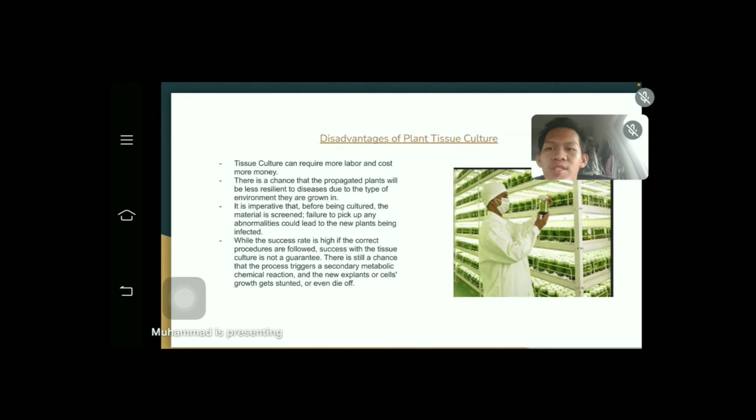While the success rate is high if the correct procedures are followed, success with tissue culture is not a guarantee. There is still a chance that the process triggers a secondary metabolite chemical reaction, and the new explant or cells grow stunted or even die off.